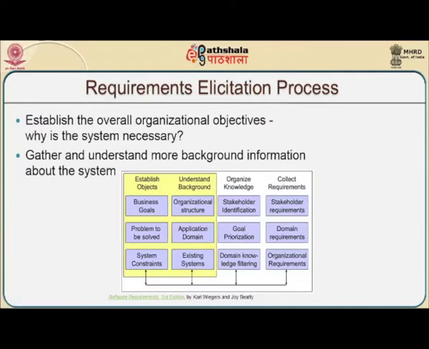If you look at the process of requirements elicitation, the elicitation process involves 4 major challenges. It first tries to establish the objectives, then tries to understand the background, then organizes all the knowledge that has been acquired so far, and finally tries to collect all the requirements. So from this requirements elicitation process, we will try to establish the overall organizational objectives, why the system is necessary, and further we will try to gather and understand the background information about the system.